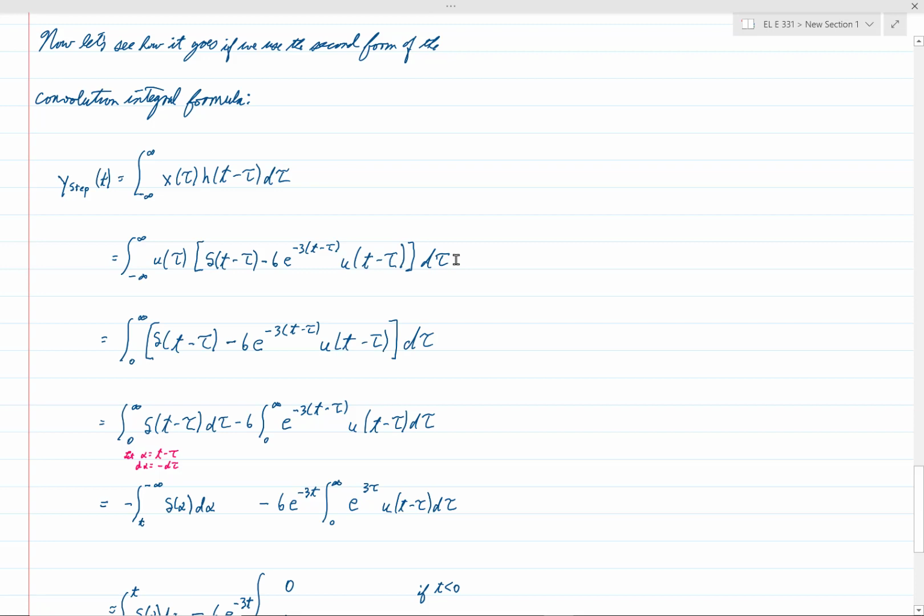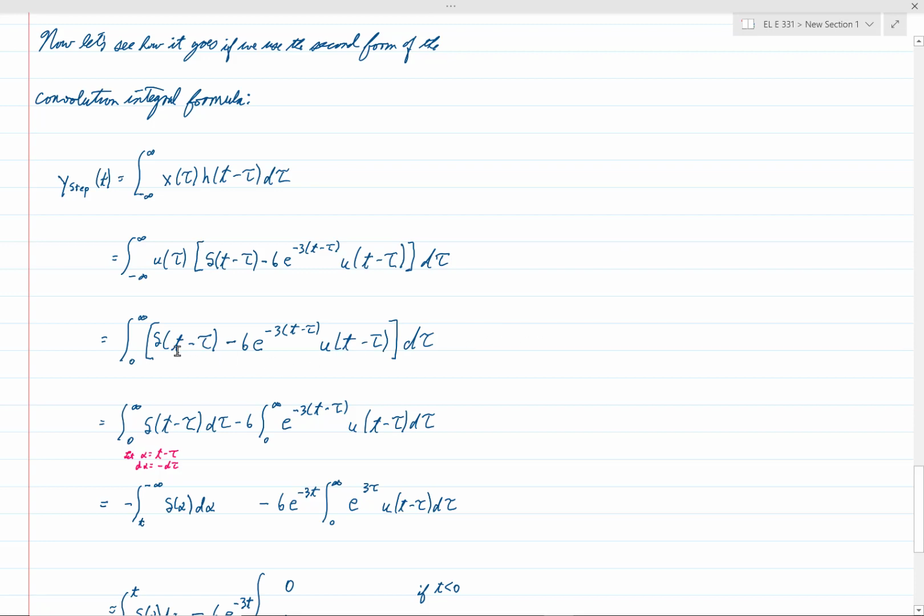Okay, so let's see how this will go. Well, let's first of all think about this u of tau that's sitting out here multiplying everything. When tau is negative, that's just 0. And so the integral goes away. So therefore, we don't have to integrate over negative values of tau. We can start at tau equals 0. And then if we're integrating only over positive values of tau, then u of tau is always equal to 1, and we don't have to explicitly write it. So that's how we get from this line down to this line.